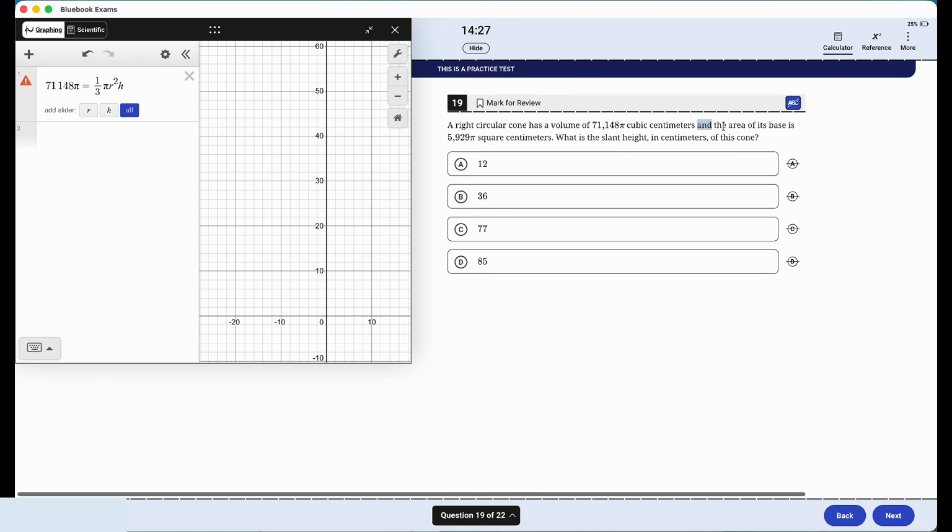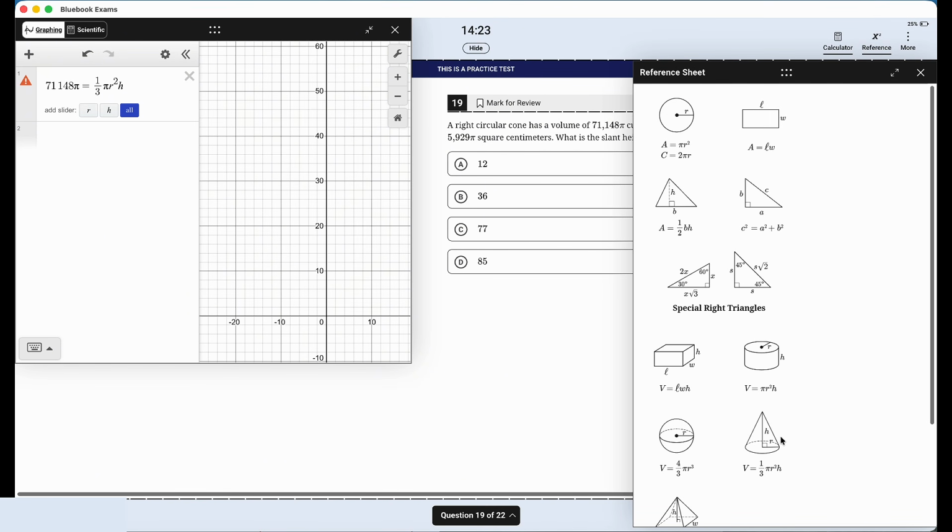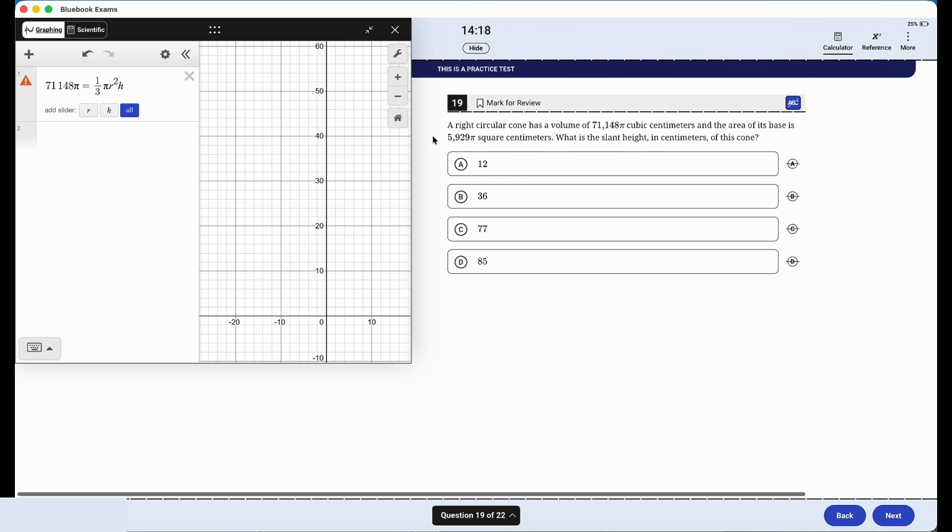And then it tells us that the area of its base is 5,929 pi. So if you look at that picture again, the base is a circle. So this second part is really just telling you the area of a circle is this, right? And we talked about that in another problem before. So I know area is pi r squared, and now I can plug that in for the area. And you see, I can actually figure out r now. That's where we start, because we can't do anything with the volume one yet because it has r and h.